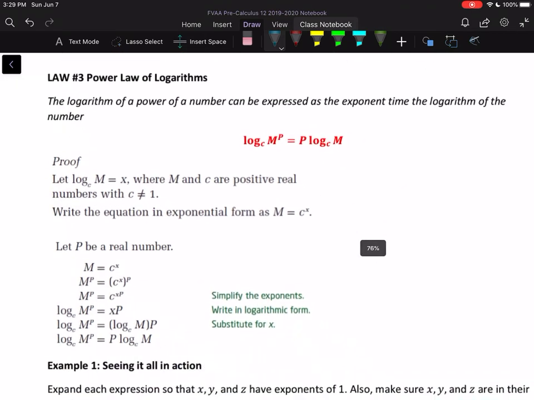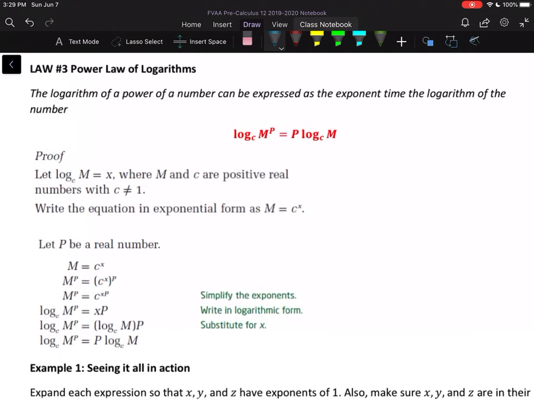So now let's start applying. Oh, sorry, one more law here. We're going to learn all three of them right off the bat. The power law of logarithms. This is the one that's based on the power of powers law in exponents. It simply says that log base c of m to the p is equal to p times log base c of m. And again, it's two-way, as true one way as the other way.